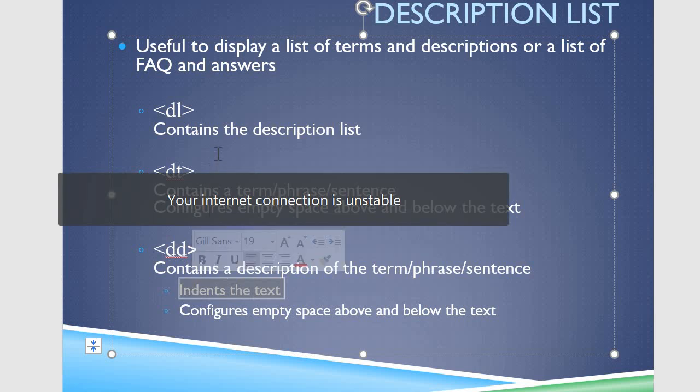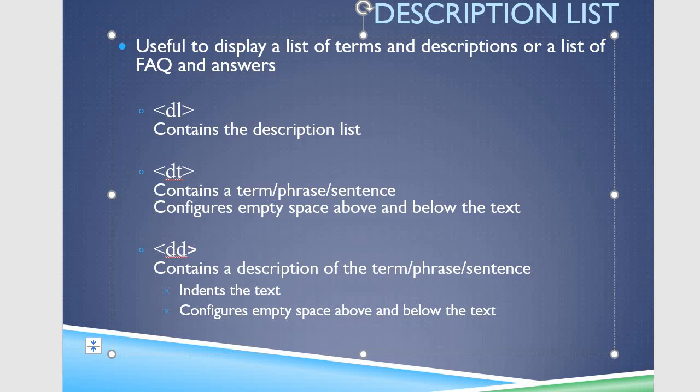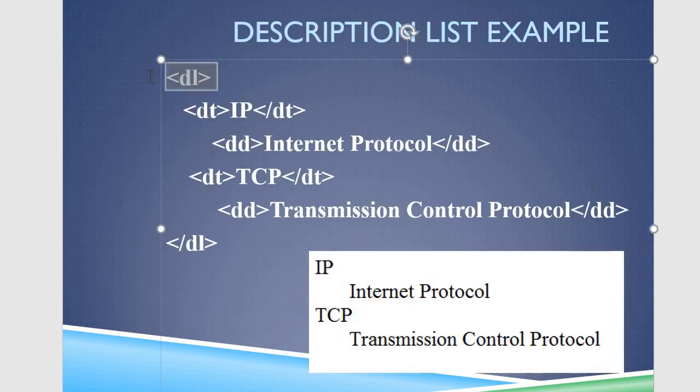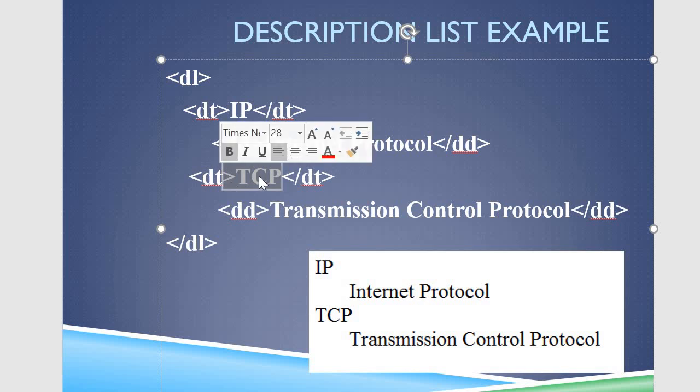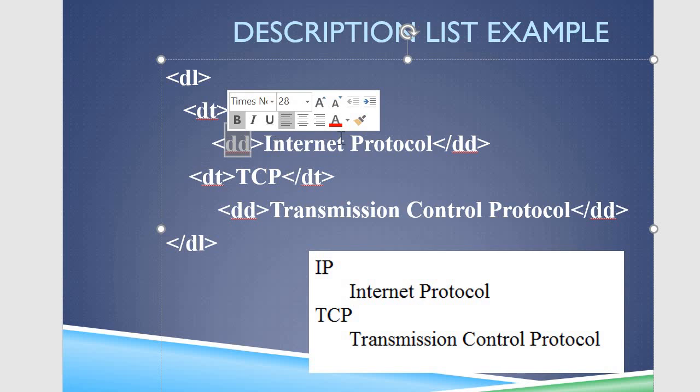But the difference here is that you can see it will create an indent of the text. Okay, it configures empty space above and below. So here is opening DL, closing DL. Here DT describes the terms, phrase or sentence. But DD also gives the description for the term, phrase and sentence, but it will create an indent.